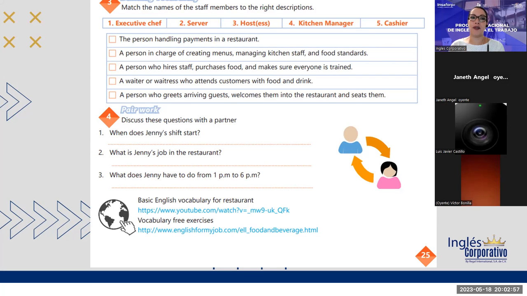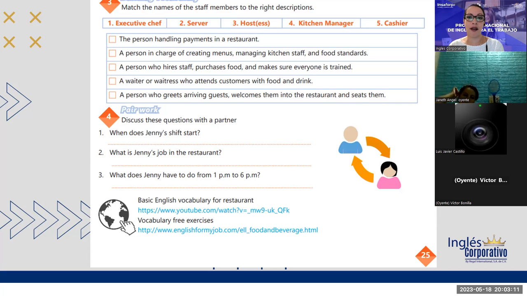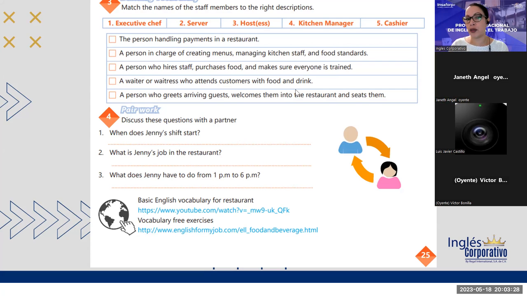And we have the definitions here. The first is the person handling payments in a restaurant. Then, a person in charge of creating menus, managing kitchen staff and food standards. A person who hires staff, purchases food, and makes sure everyone is trained. A waiter or waitress who attends customers with food and drink. And last, a person who greets arriving guests, welcomes them into the restaurant and seats them.